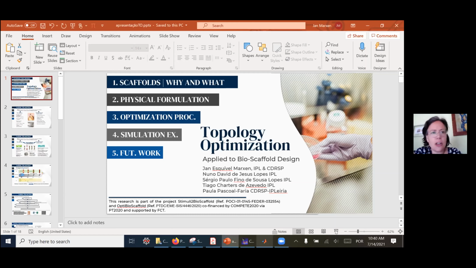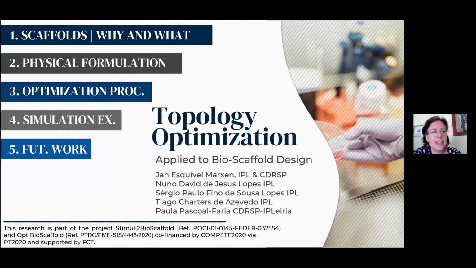You can tell us about your path. How did you start with this project? As Professor Casimir said, I'm a student at ISEL, and at the end of the graduation, we can choose from various projects. It's a type of internship, and we can choose to work in a research center or even a company. The project I chose was to work with CDRSP in topology optimization applied to bioscaffold design. And this is what I will be talking about now.